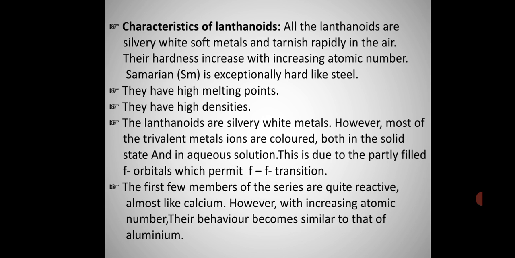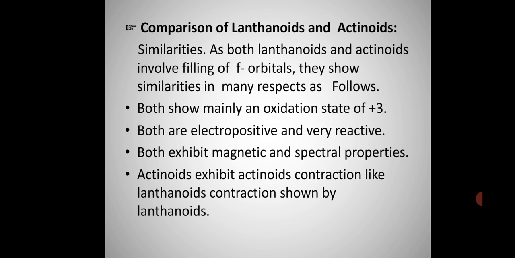The first members of the series are quite reactive, almost like calcium. However, with increasing atomic number, the behavior becomes similar to that of aluminium. Got it? This is about your lanthanoids. Now, coming to the actinoids. The first four elements of the series, that is actinium, thorium, protactinium, and uranium, occur in the Earth's crust.